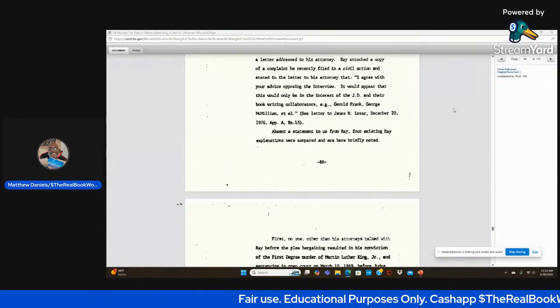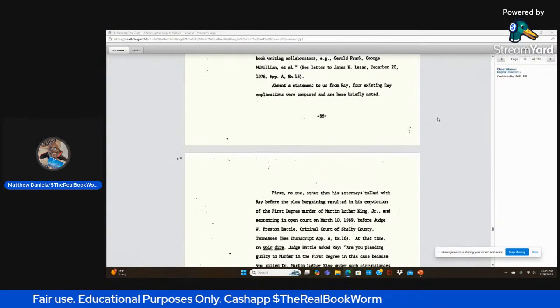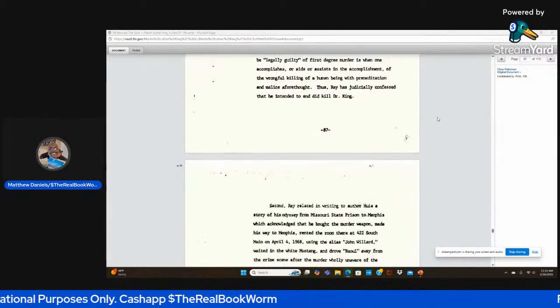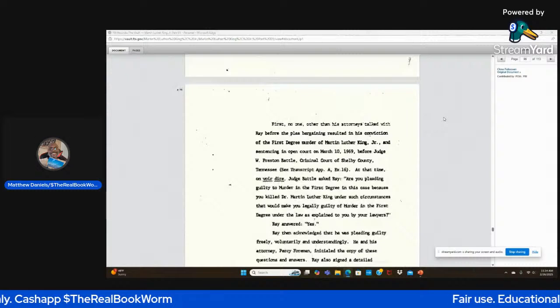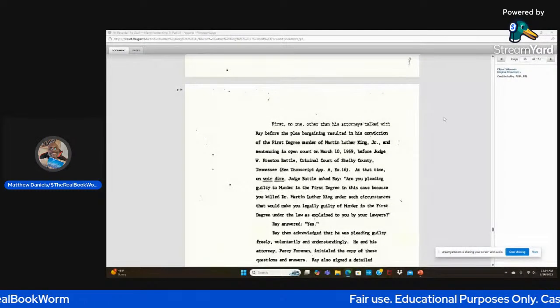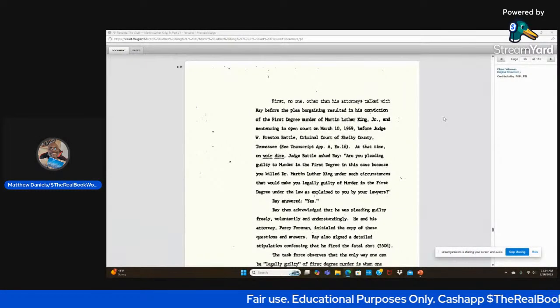Absent a statement to us from Ray, 4 existing Ray explanations were compared and here briefly noted. So now they're going to look at some explanations why he did what he did. He did what he did because he was an FBI asset, period.